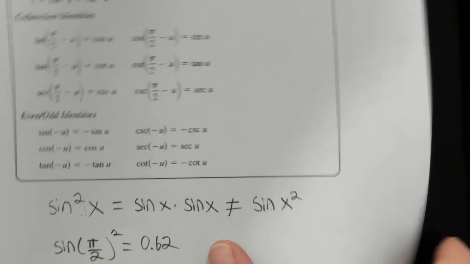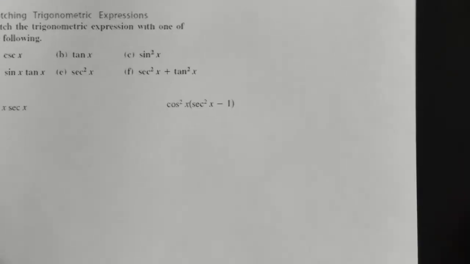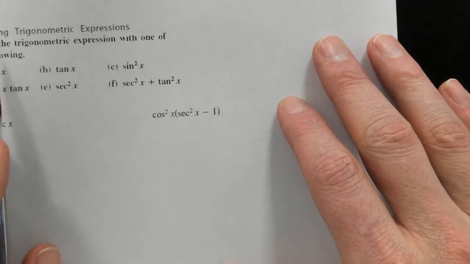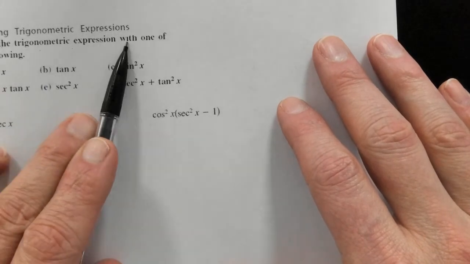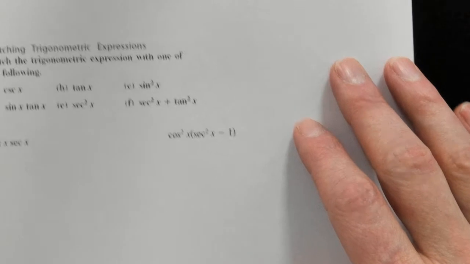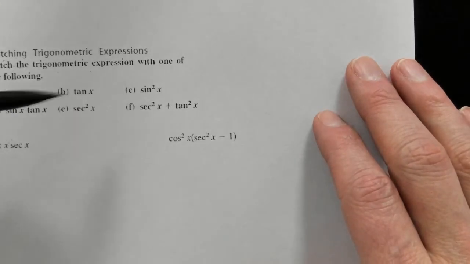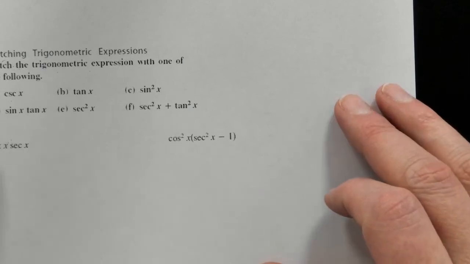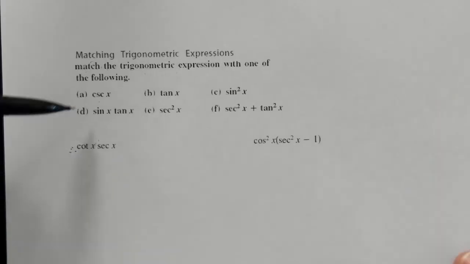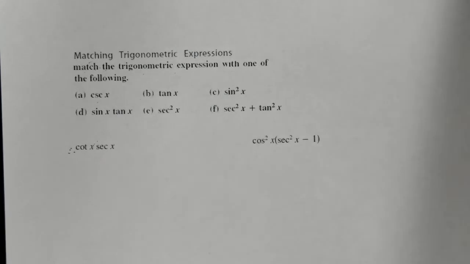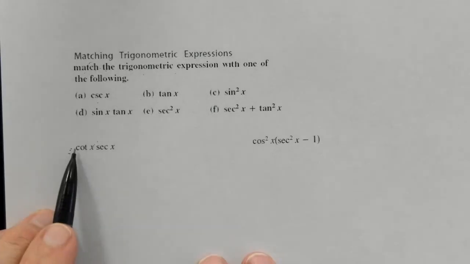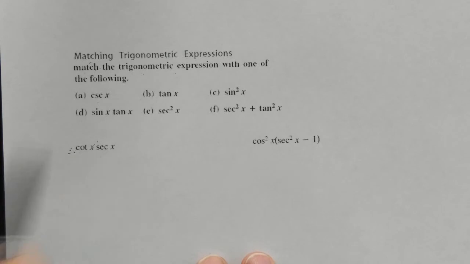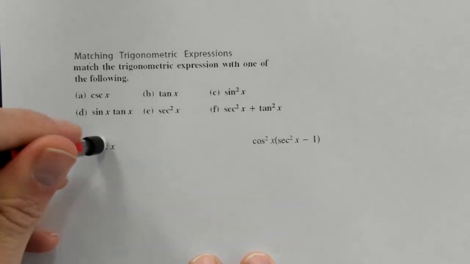All right. Now let's move through and see what types of problems we're going to be looking at. This is a matching exercise. Match the trigonometric expressions with one of the following. So you're trying to match equivalent expressions. You're trying to see which one of these this would be equal to, and we're going to use our identities to figure that out. Let's start by seeing what we can change these into. That's a good start, and then you will see how things develop from there.